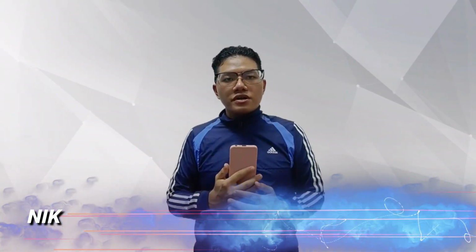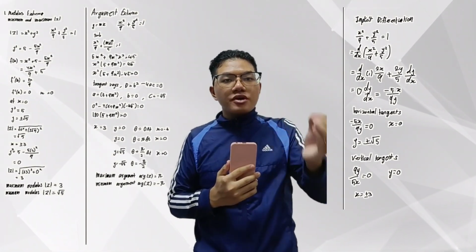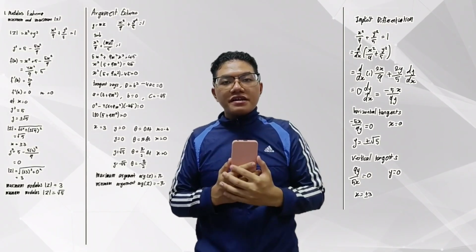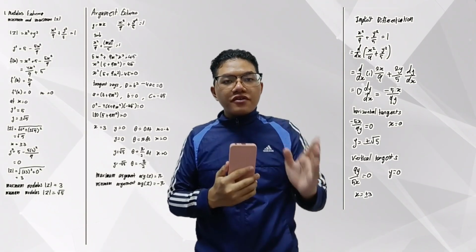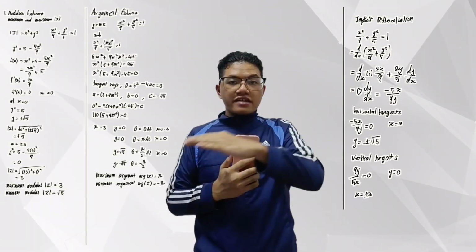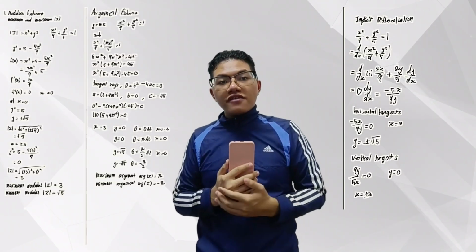Next, starting with the modulus, we find the distance from the origin by substituting the ellipse equation into the distance formula and differentiating it. We locate the stationary points. This confirms our maximum distance is 3 along the x-axis and minimum distance of √5 along the y-axis.